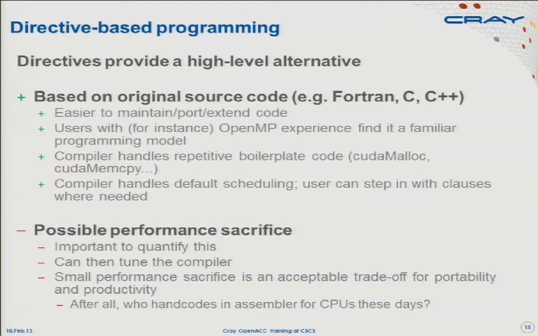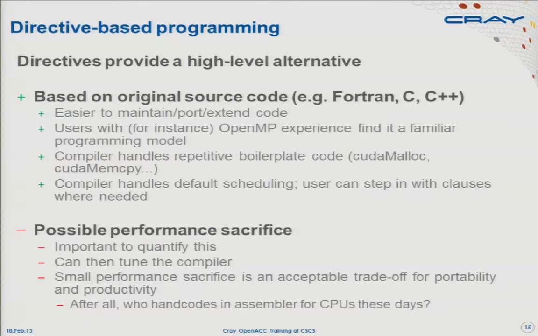So directives give you a higher level alternative. You take your original code, Fortran or C or even C++, and you base it on that. So it means that you're sticking with the original source code. When you say to somebody, okay, implement this new solver, implement this new set of boundary conditions, they're working with the same code that's going to run on the GPU.